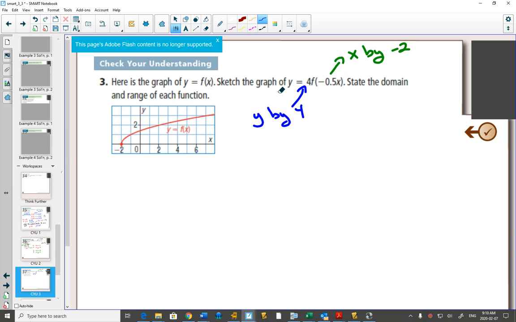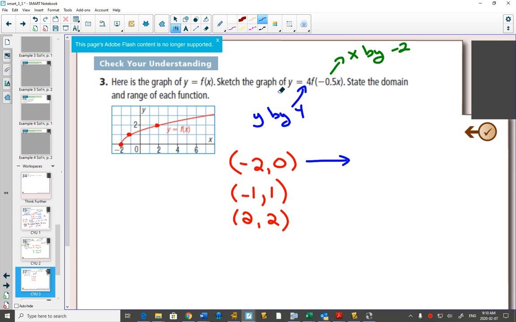So as soon as you start to do more than one thing, then it makes sense to look at what happens to specific points. The most important point on here is this one, the starting point, negative 2, 0. But if we look, we can see we have another point here at negative 1, 1. And maybe over here you see that you have another point at 2, 2.